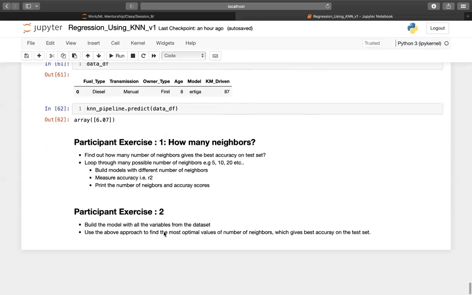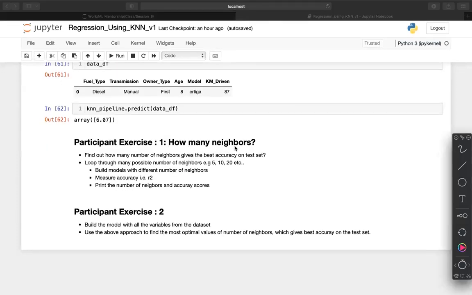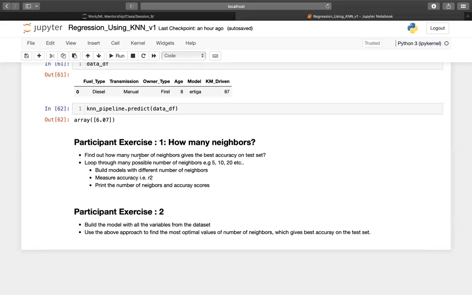As a first exercise, you can find out how many neighbors is optimal. Find out which number of neighbors gives the best accuracy on the test set. What you can do is create a for loop and loop through many possible numbers of neighbors, like 5, 10, 20, or 5, 6, 7, 8, 9, or 5, 7, 9, something like that, starting with 5 and ending with 30 or 40. Build models with a different number of neighbors, measure R square, and print the number of neighbors and accuracy score.